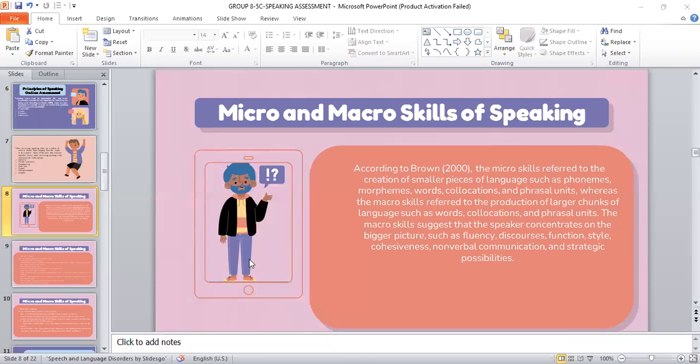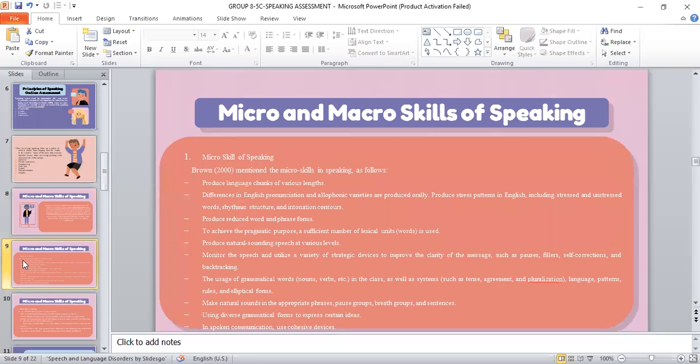All right. So, as I was saying, the macro skills suggest that the speaker concentrates on the bigger picture, such as fluency, discourse, function, style, cohesiveness, and nonverbal communication, also strategic options. Moving on to the next slide. Now, Brown mentioned the micro skills in speaking as follows.